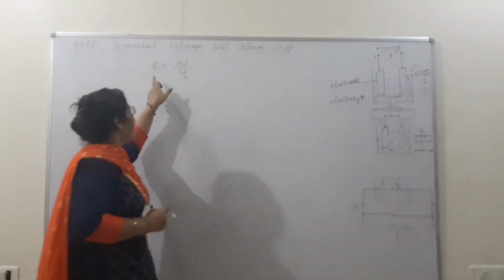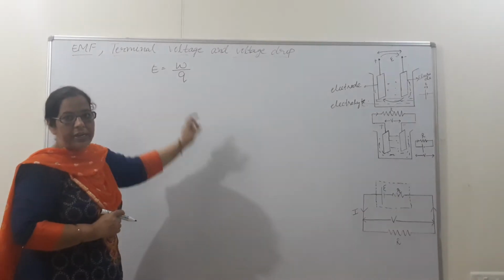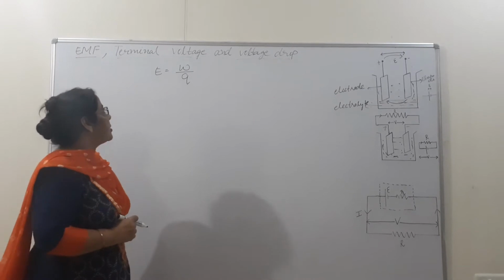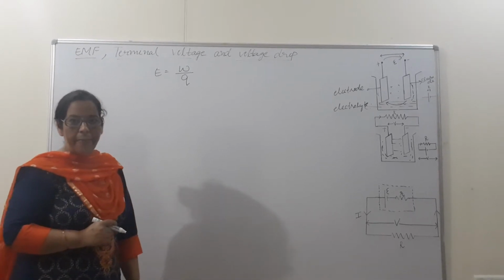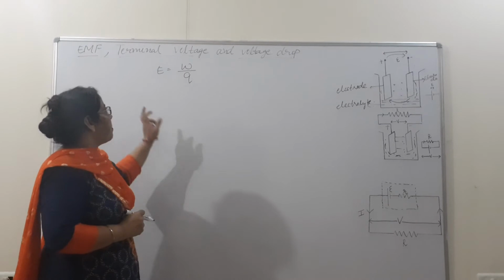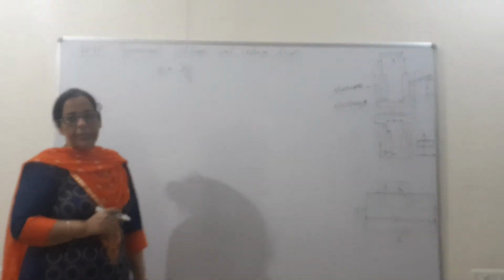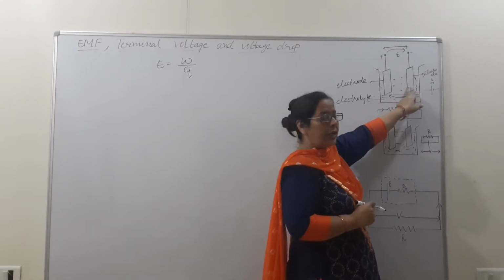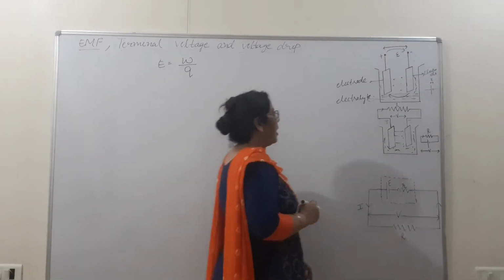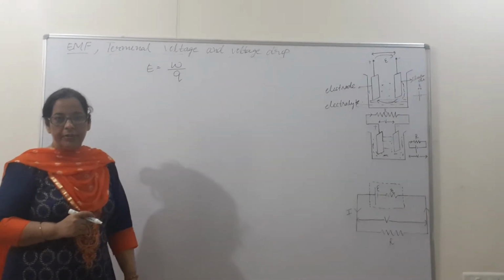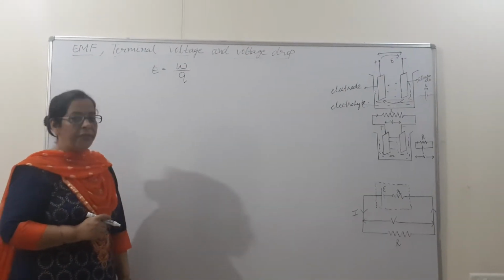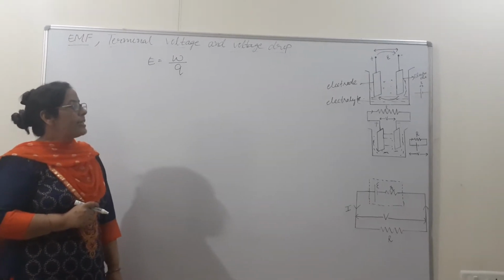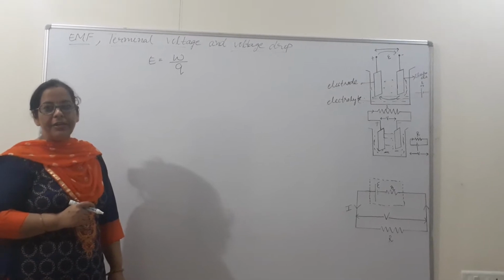And EMF, always remember, is different for different cells. Like we have the dry cell, Leclanché cell, voltaic cell. Each cell has its own EMF. And beta, EMF depends upon the nature of the electrodes, or you can say the material of the electrodes, and upon the type of electrolyte. All the cells have different electrodes and different electrolytes, so each cell has a different EMF.